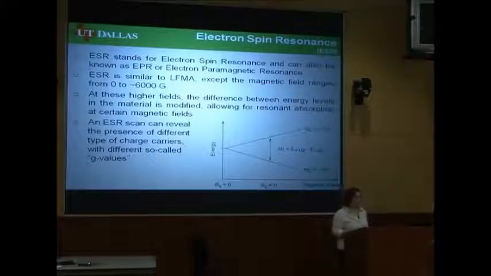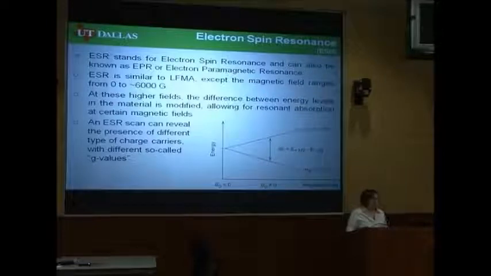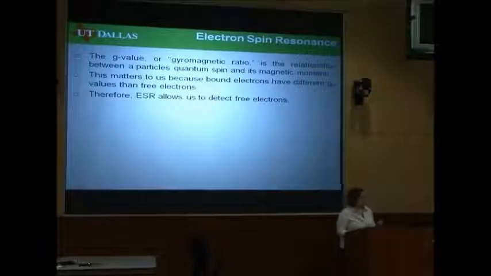The other method we use is electron spin resonance, or ESR. It's similar to a low field scan, except the magnetic field ranges from 0 to about 6,000 Gauss. At these high fields, the differences between the energy levels allow for resonant absorption at certain magnetic fields. This reveals the presence of different types of charge carriers with so-called different G values. This matters to us because bound electrons have different G values than free electrons. Free electrons are needed to carry an electric current and therefore needed for superconductivity.